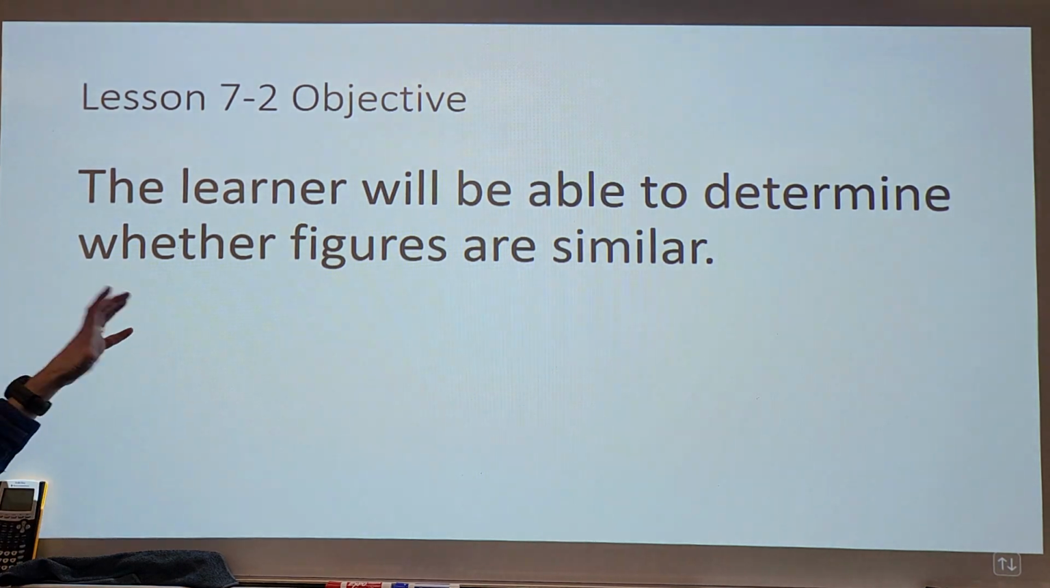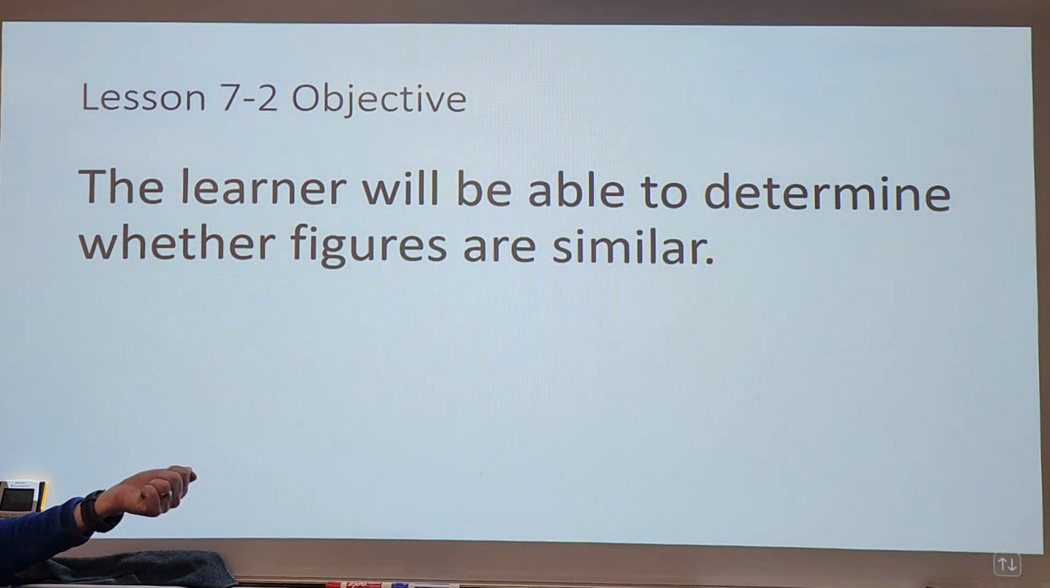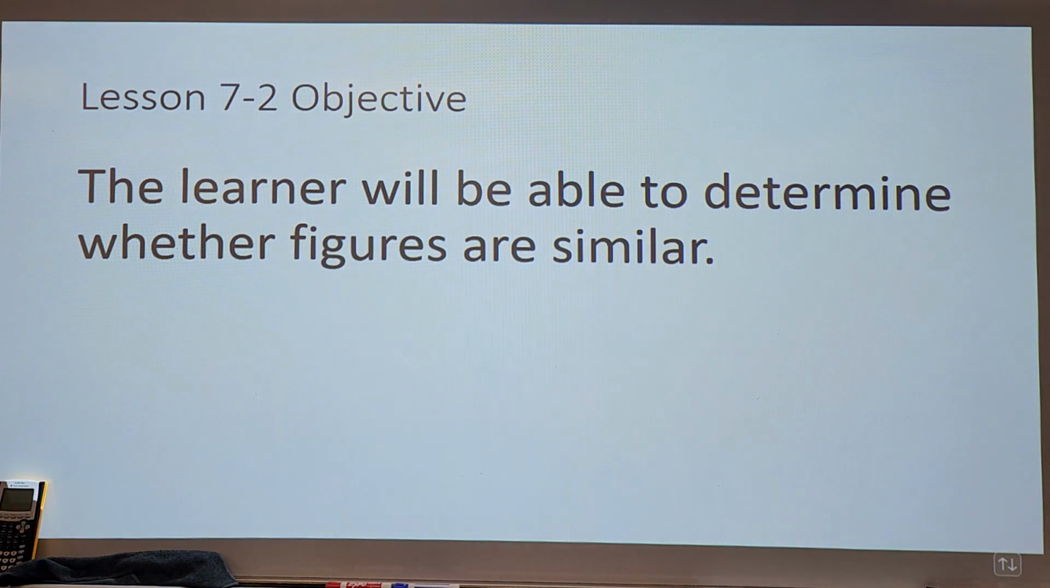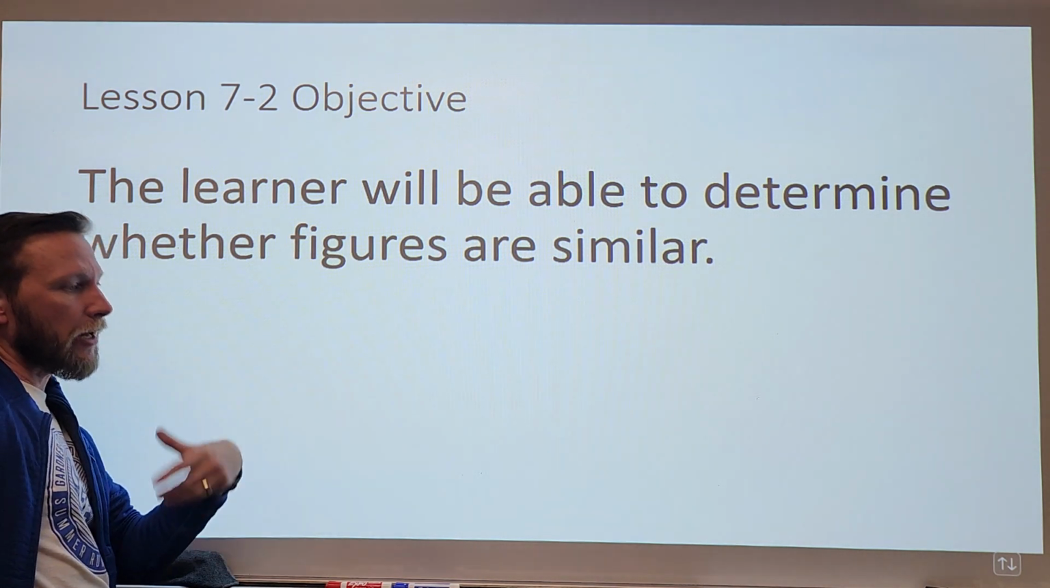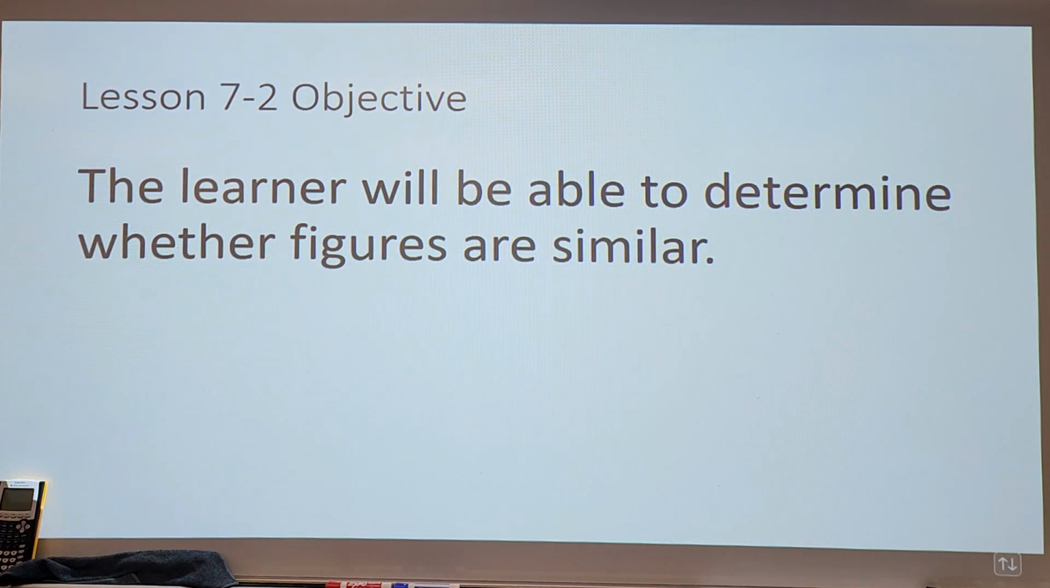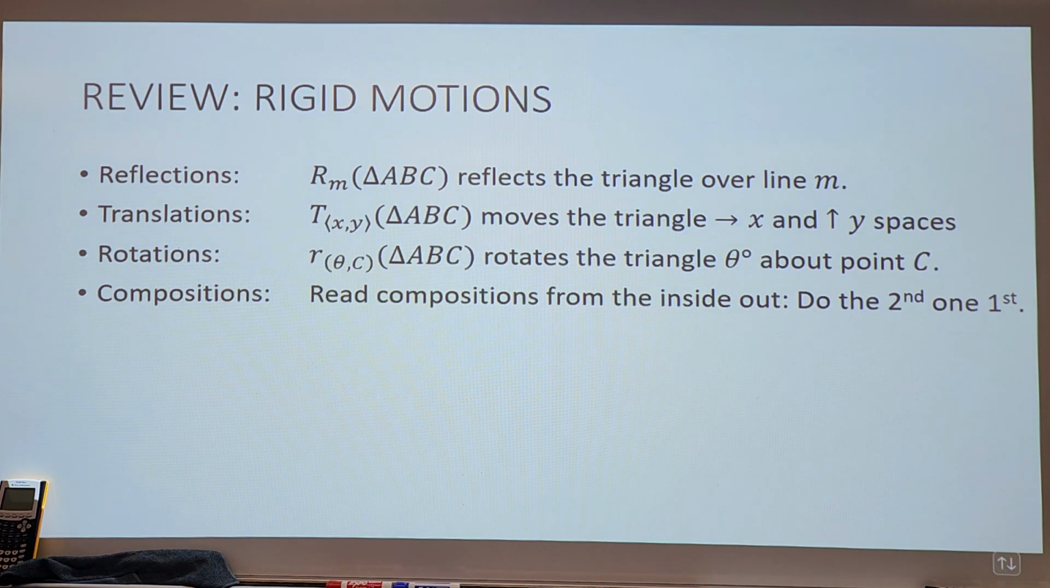So we need to review a little bit of our rigid motions, and then we're going to use that information to determine if these figures are similar. If we can show that there is a dilation and a rigid motion that orients one over to the other, and we can show that the sides are proportional, that the angles are congruent, then we will have similar figures. So we'll have to review a little bit about these rigid motions, knowing how to write reflection rules and read them, knowing how to write translation rules and read them, knowing how to write rotation rules and read them, and know how to do those compositions.